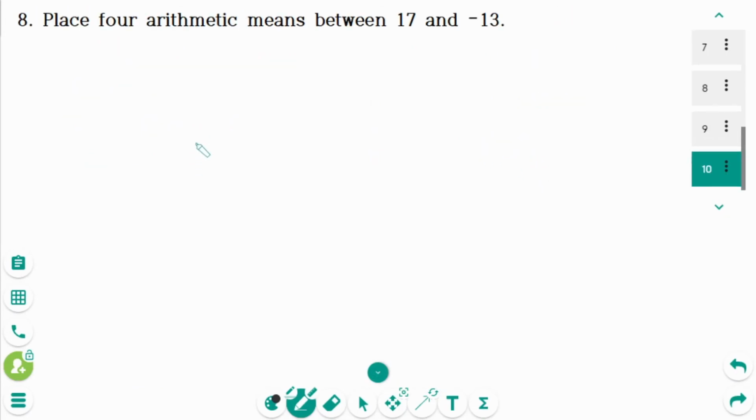This is the last question. Question 8 means insert 4 numbers between 17 and minus 13. The first term is 17. Then 1, 2, 3, 4 terms. After that minus 13, which is term 6. Let term 1 be a, which is 17. Then term 6 is minus 13.